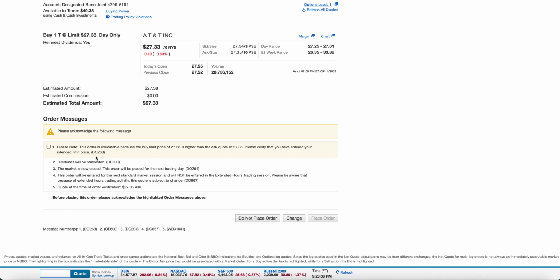A lot of times it'll show you some little messages here if there's any kind of warning. So it tells me, hey, the price that you put in is higher than what they're asking, $27.35. So verify you've entered it correctly. Basically just meaning, hey, you're going to probably end up executing this purchase. Make sure you're sure. Dividends will be reinvested. The market is now closed. So since the market's closed, it would normally just hold my request until the next day.